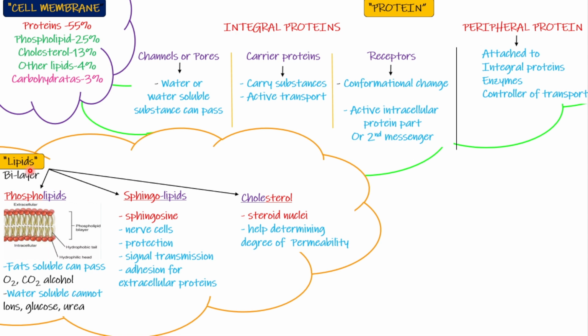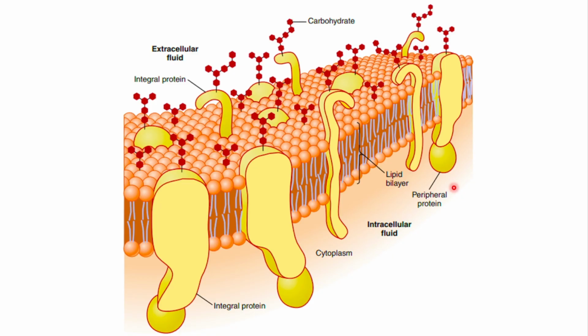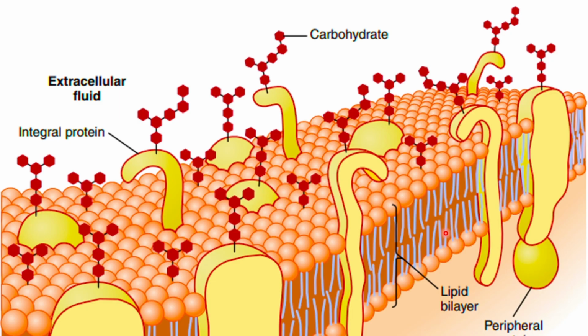So these were proteins and the lipids. Now let's discuss the carbohydrates. Where are the carbohydrates? Let's zoom in. These are the carbohydrates. On the outside is the lipid bilayer, these were the proteins, and on the outside of the cell membrane are carbohydrates.